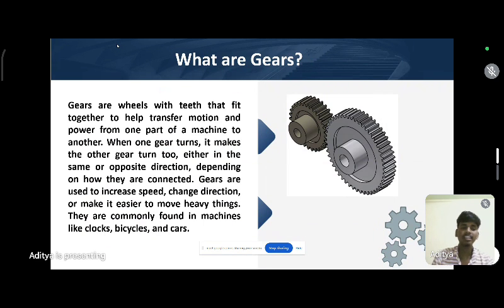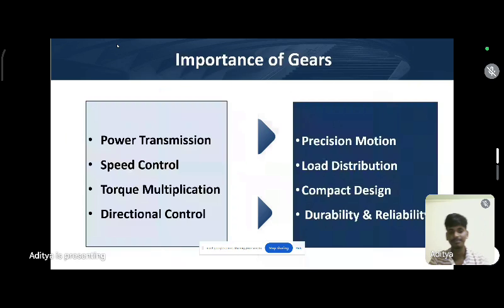Then, what are gears? Gears are basically wheels that have teeth. Together they transfer motion and power from one part of the machine to another part of the machine. When one gear turns, the other gear automatically rotates according to its position in the machine, clockwise or anti-clockwise in direction.